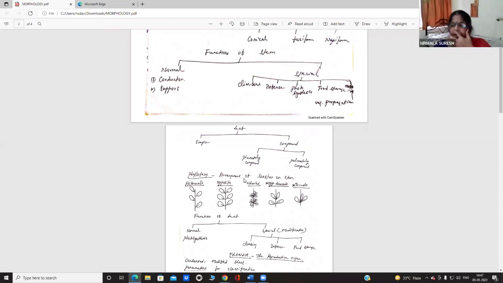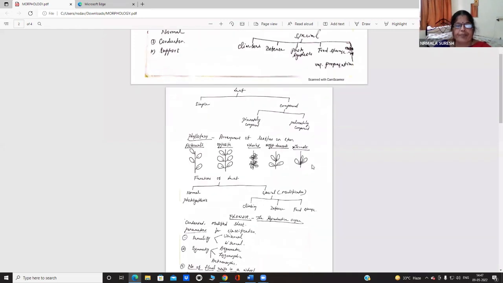This is an example of a pinnately compound leaf. Pinnately compound has a cone-like appearance. Broader leaves are at the bottom, and younger leaves are at the top, so it finally gives a conical appearance. All that we can relate. Then palmately compound, we can show the papaya leaf. I couldn't get it today.